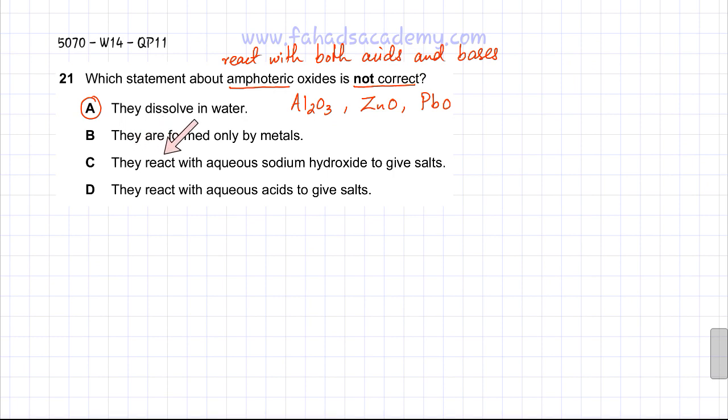Option C is that they react with aqueous sodium hydroxide to give salts. And option D is that they react with aqueous acids to give salts as well. So they can do both things. They can react with alkalis. Sodium hydroxide is an alkali, it's a base. And they can also react with aqueous acids. And in both cases, they would produce salt. So they're capable of reacting with both acids and bases. So options C and D are also correct. The only incorrect statement was option A. Hence option A is going to be your correct answer for this question.